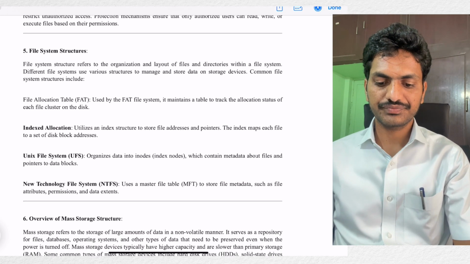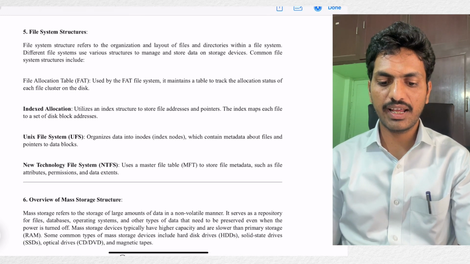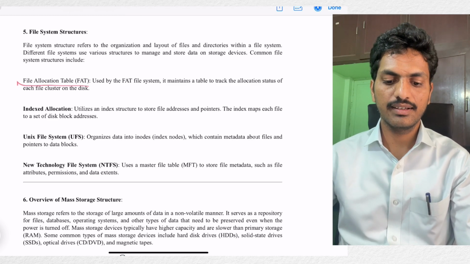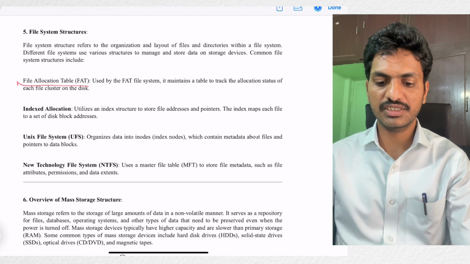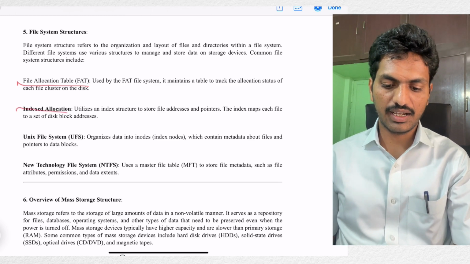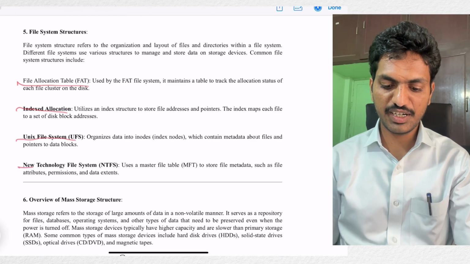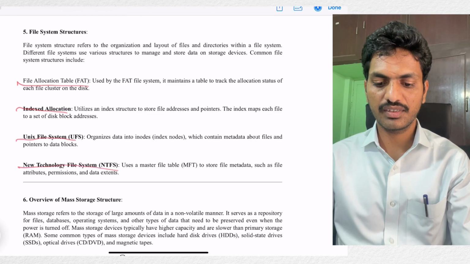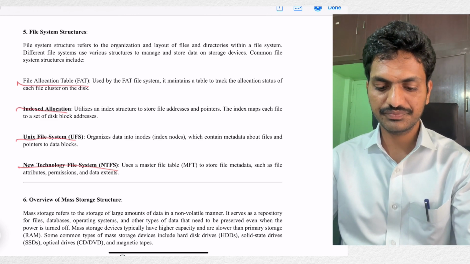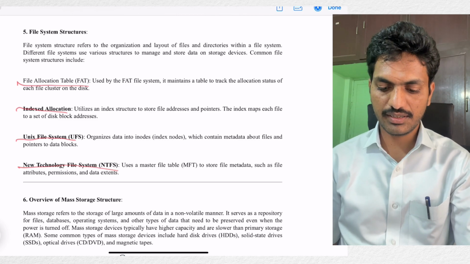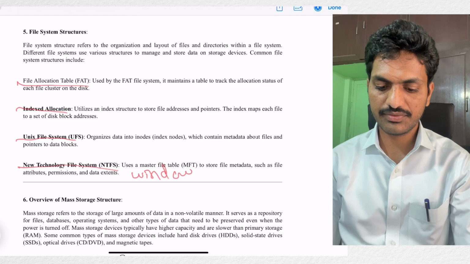File system structures. There are different types. First one here is the file allocation table, the old way of file systems, and then indexed allocation, Unix file system, and New Technology File System. If they are asking, you mention these four types of file systems. This NTFS is for Windows. This is for Linux.